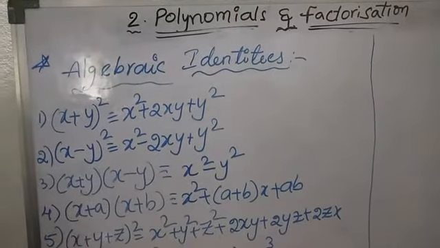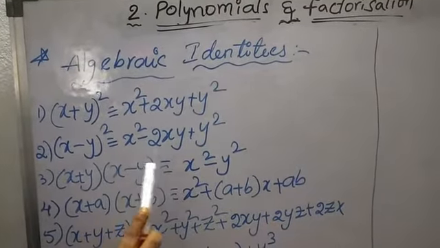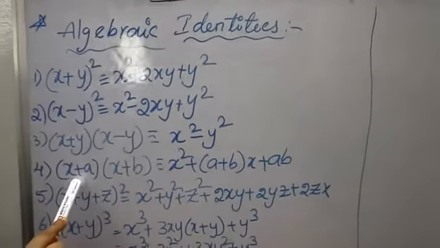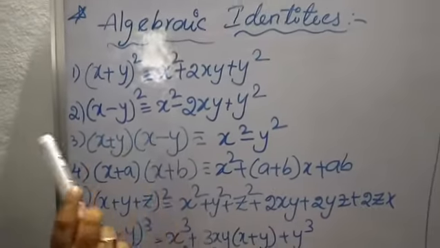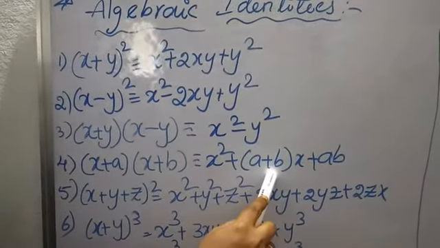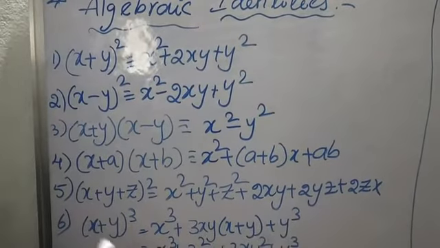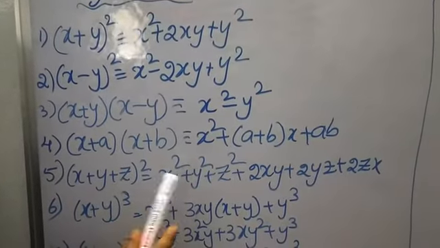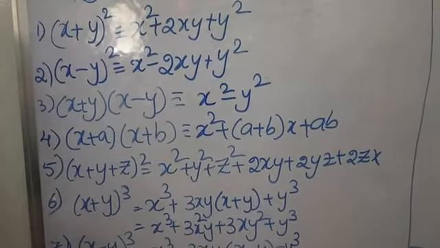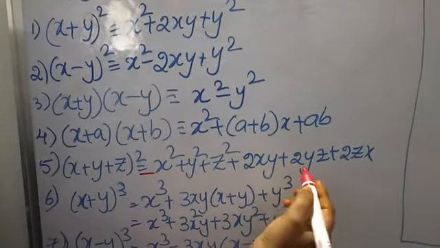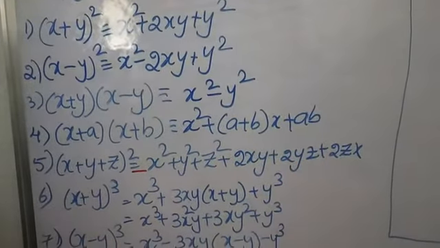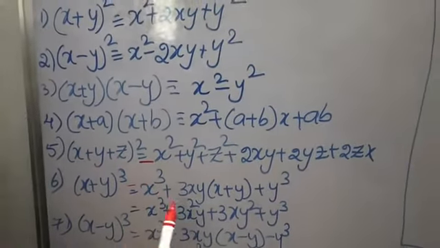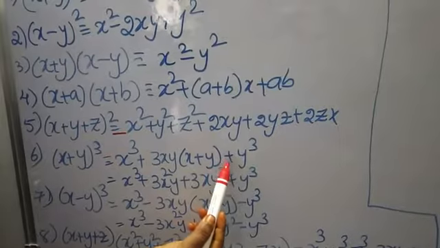(x plus y) into (x minus y) is equal to x square minus y square. (x plus a) into (x plus b) is equal to x square plus (a plus b) into x plus ab. (x plus y plus z) whole square identity is x square plus y square plus z square plus 2xy plus 2yz plus 2zx.